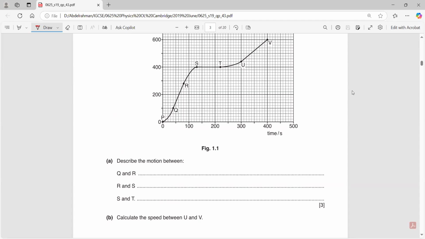You have a straight line, a straight slope. So what does this motion indicate? That he's moving with a constant speed. Between R and S, it is slightly bending. So this means that he is slowing down or that there is some sort of deceleration.